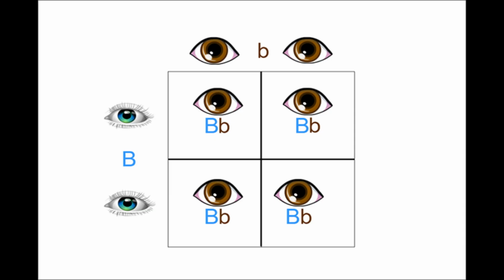Now, let's talk about the Punnett square diagram. A Punnett square predicts possible offspring genotypes. Example, brown eyes, uppercase B dominant over blue lowercase b recessive. Parents, BB times BB. Possible offspring, BB, BB, BB, BB. Genotype ratio, 1, 2, 1. Phenotype ratio, 3 brown, 1 blue.